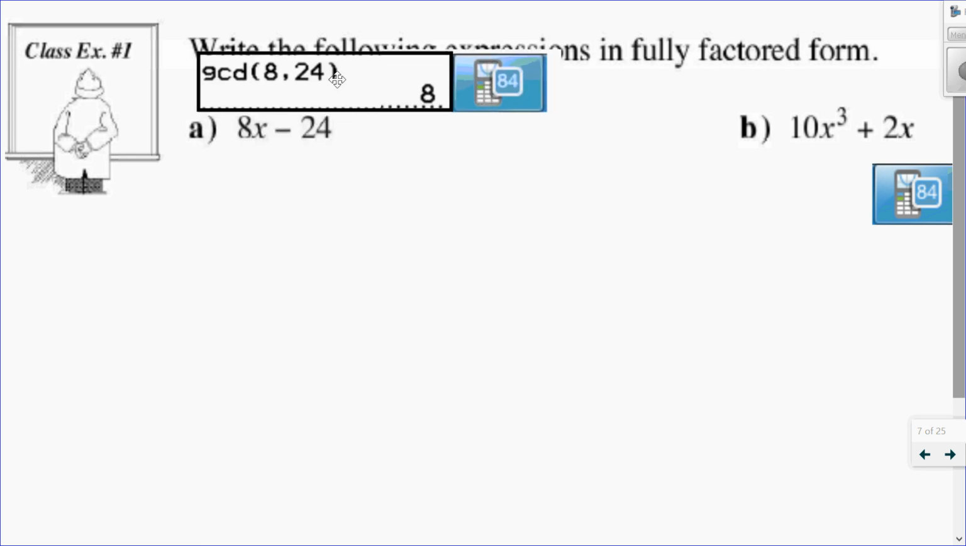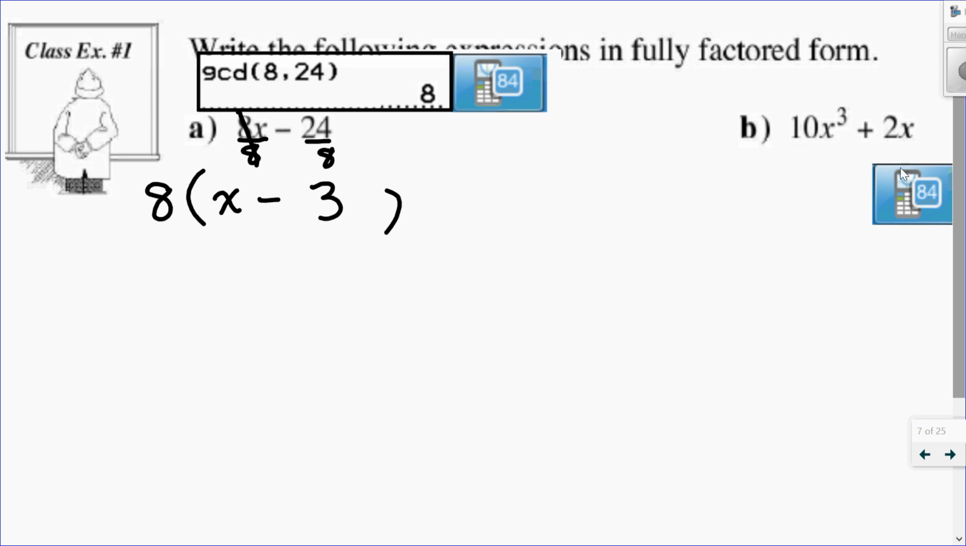So what I'm going to do is write my greatest common factor outside the brackets, and inside the brackets, I am going to divide each term by 8. So 8 divided by 8 is 1. I'm left with x. Minus 24 divided by 8 is 3. And then I'm done.